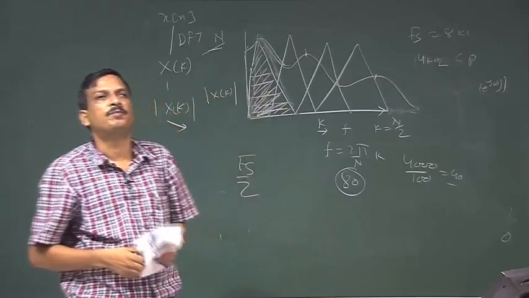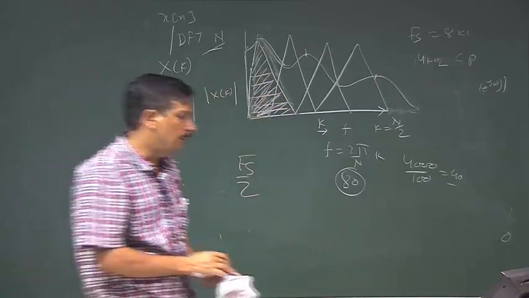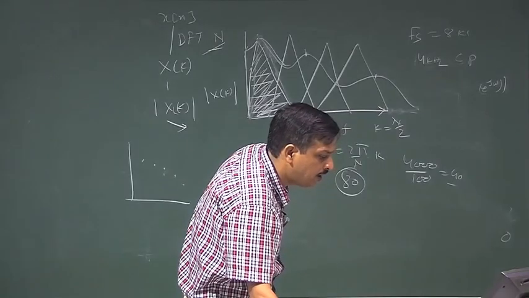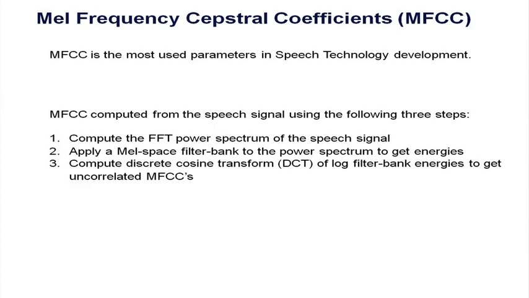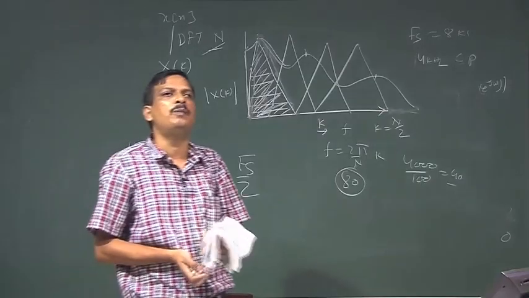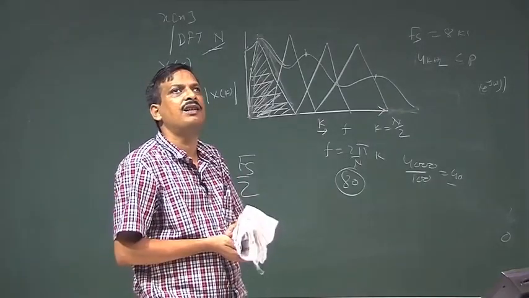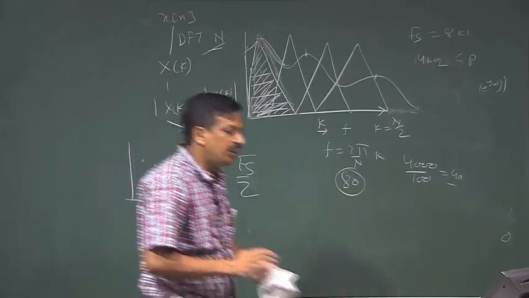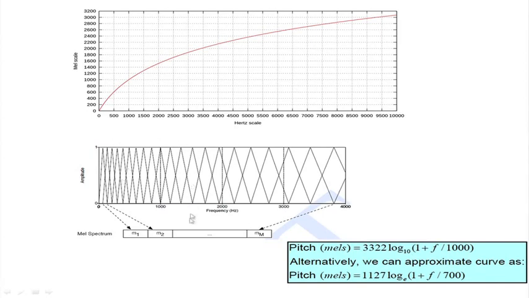Now, the problem is that if it is a linear filter, this does not match human frequency perception. If you remember my lecture on human perception of frequency and amplitude, or speech perception, we said the frequency perceived by a human being is not on a linear scale, it is on the mel scale. So, instead of taking the linear filter, I convert the filter bandwidth as per the mel scale.